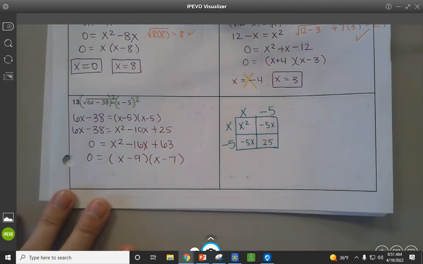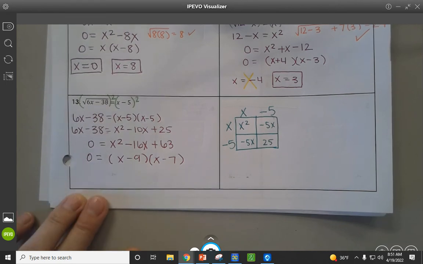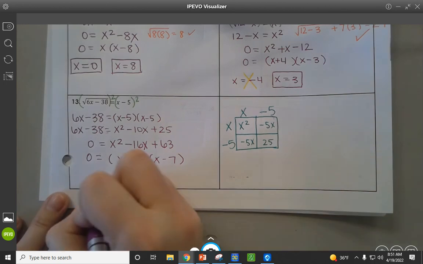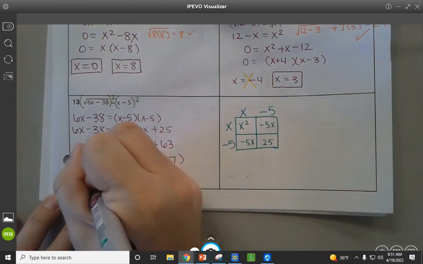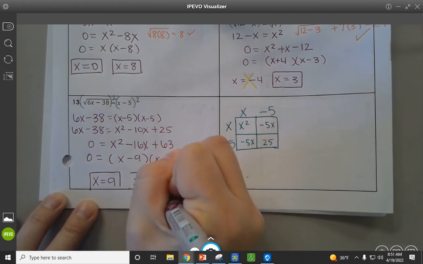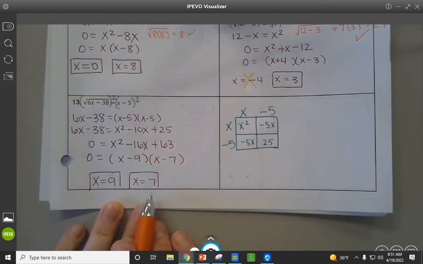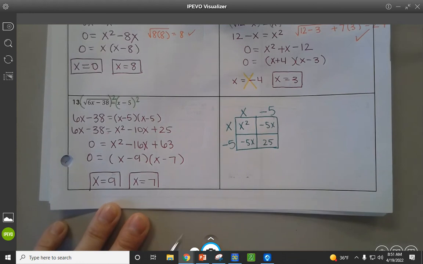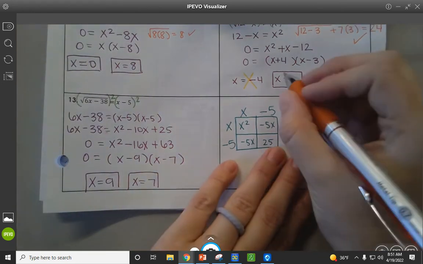Oops. I need to check those first before I box them in. But they both work, actually. So if I do the square root of 6 times 9 minus 38 and see if that's equal to 9 minus 5, it is. And if I do 6 times 7 minus 38, square root of that, and see if that's equal to 7 minus 5, it is.